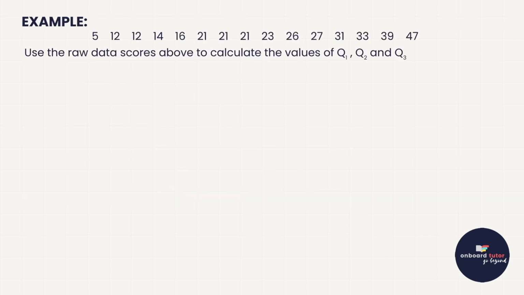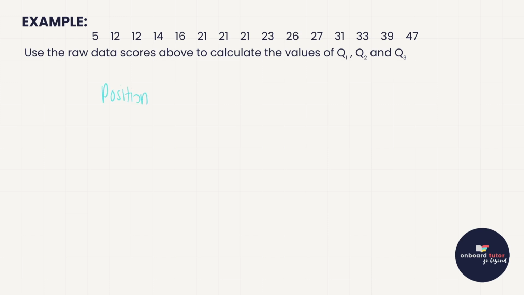Let's have a look at our same data scores now, but this time we're going to work out the quartiles. So use the raw data scores above to calculate the values of quartile 1, quartile 2, and quartile 3. Remember, quartile 2 is also known as the median. The first thing that I would do is work out the location of each of these. So let's get our formula ready.